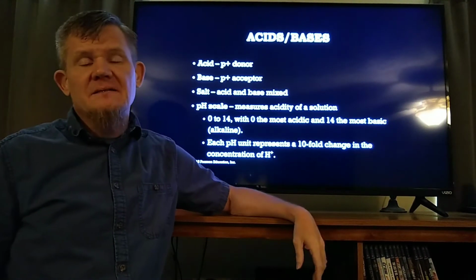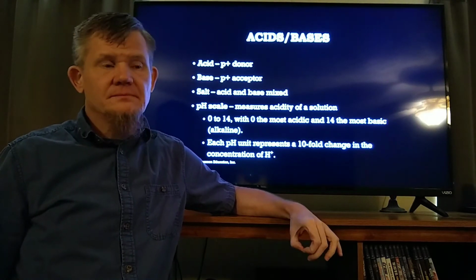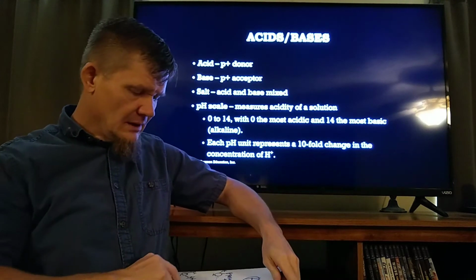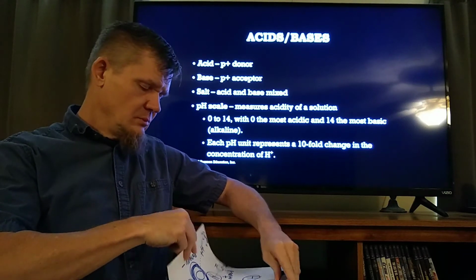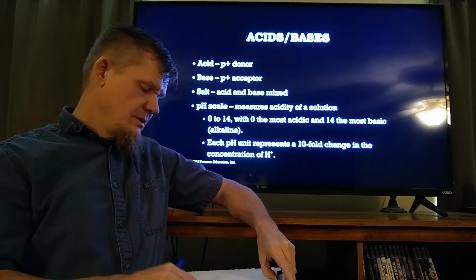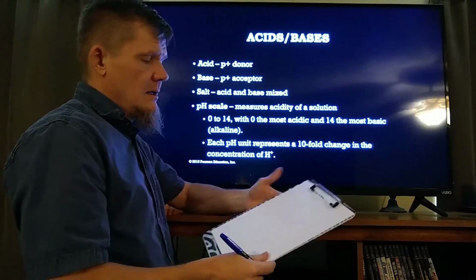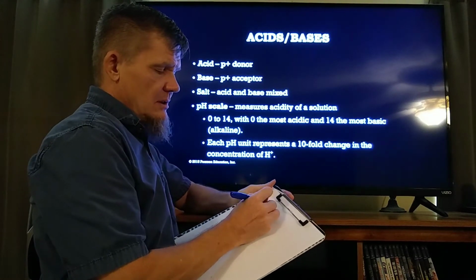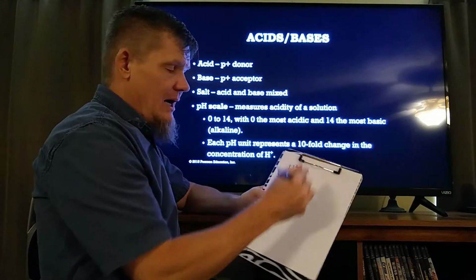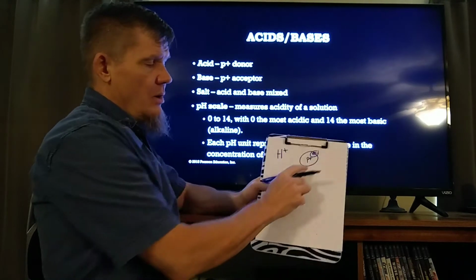So, acids, bases, and salts. An acid is a proton donor. A proton, we already talked about it. A proton is that thing in the center of the nucleus. The hydrogen atom. This is the hydrogen ion. A hydrogen atom has a proton orbited by an electron.